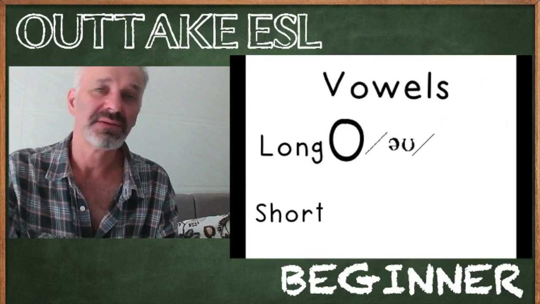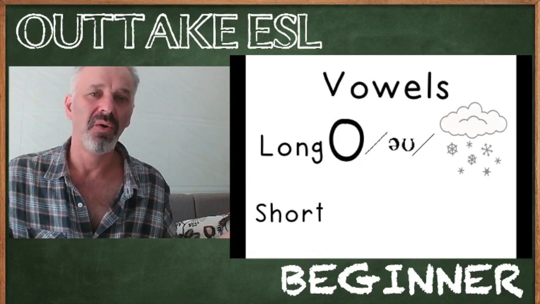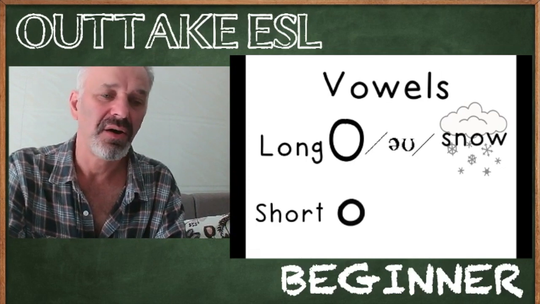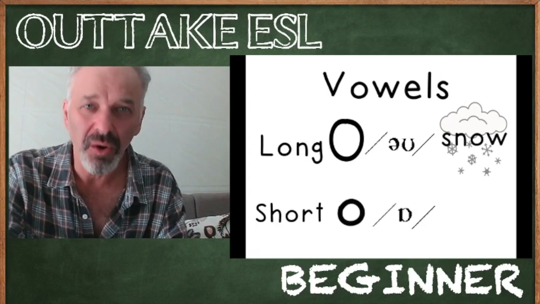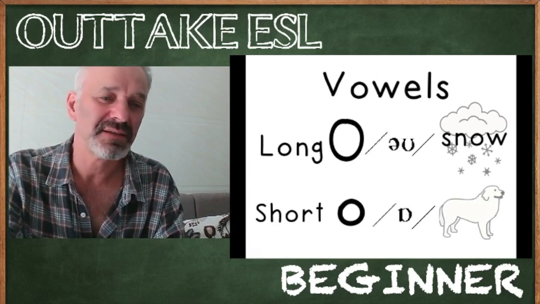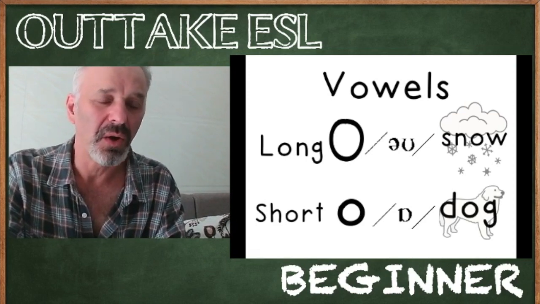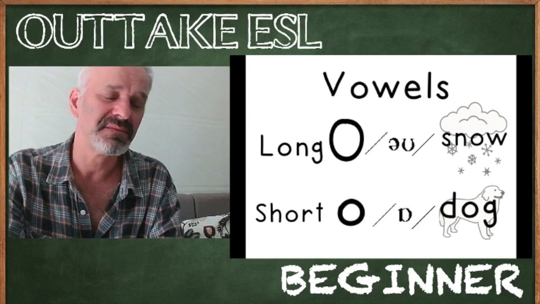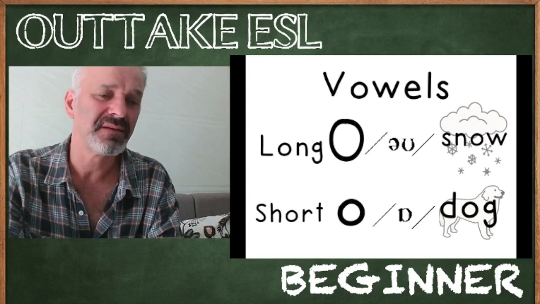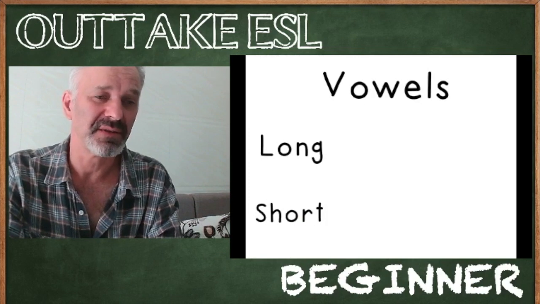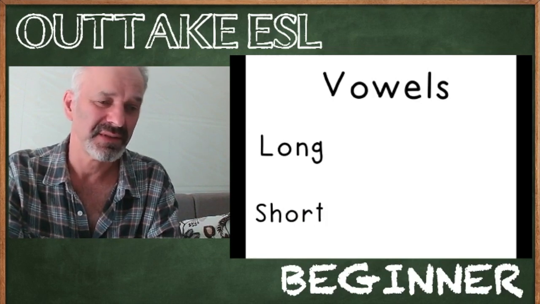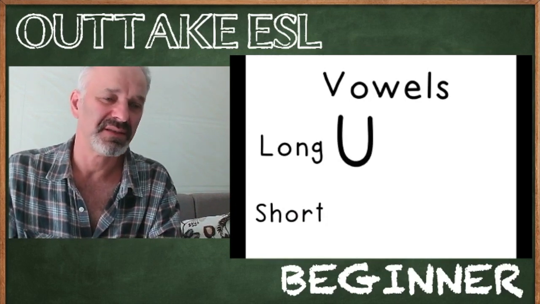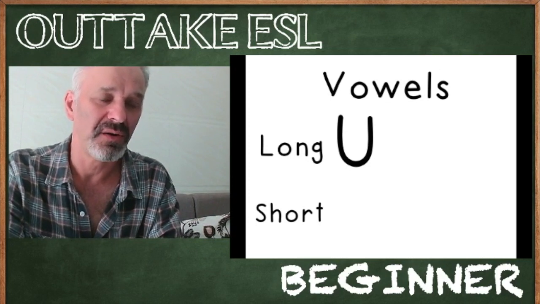O as in snow. Oh, snow. Short O. Usually you do a caveman thing here, like dog. Usually they're pretty good with O. I found that they're having some trouble with A. I think that's just because they've been taught it wrong, to be honest with you. They're doing more of the British sound of A. They're doing more of an oh.